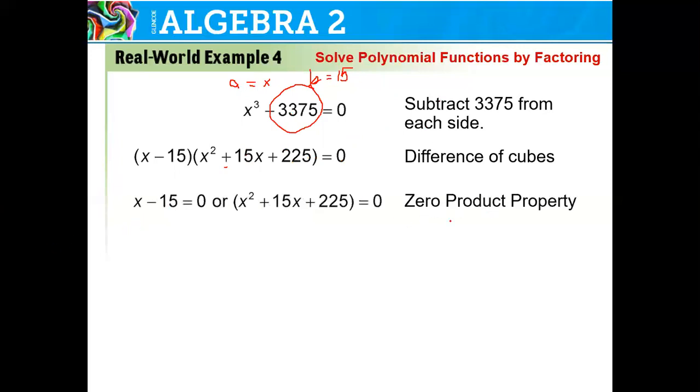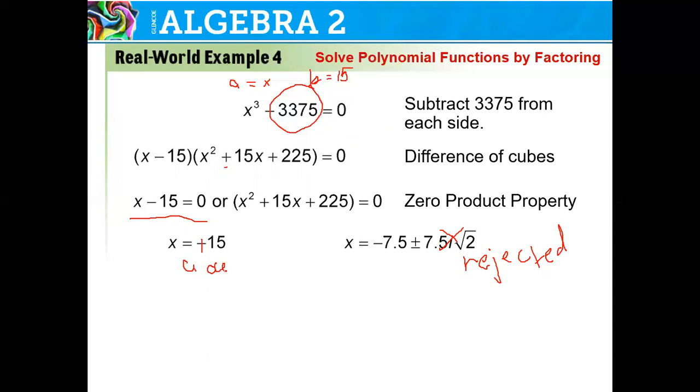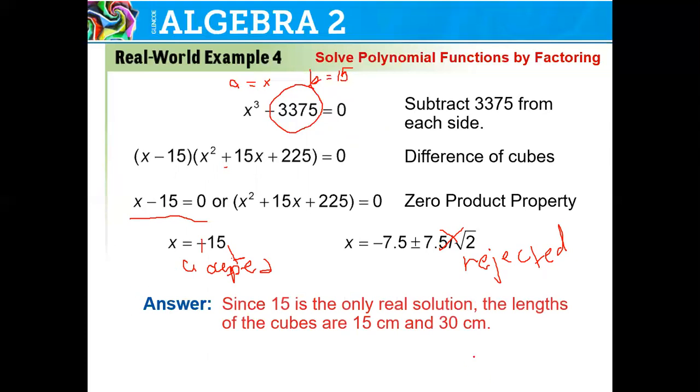That means by the zero product property, either x minus 15 equals 0 or x squared plus 15x plus 225 equals 0. So x minus 15 equals 0, and I get x equals 15. The other one is x equals negative 7.5 plus or minus 7.5i square root of 3. This is rejected, there is no such length. This answer, 15, is accepted. That means the side length of the small cube is 15, and the length of the large cube is 30. This is the small cube, and this one is the large cube.